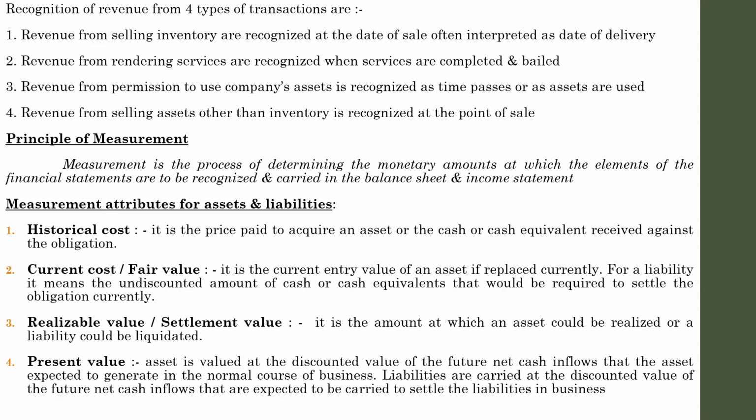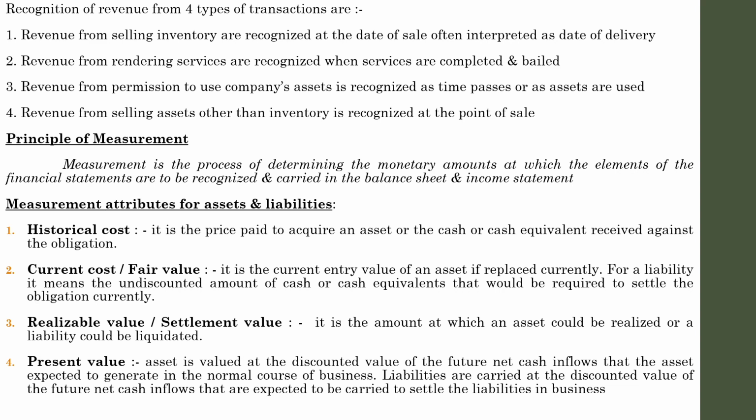Current cost or fair value means what is the value of that asset that you are holding right now. The market value of that asset right now may be different when compared to the historical cost. So if you are recording an asset at the prevailing market value or the prevailing current cost, it is known as the current cost concept or fair value concept. Whereas realizable value or settlement value means at what value you are going to sell the asset, or at what value you are going to liquidate a liability.